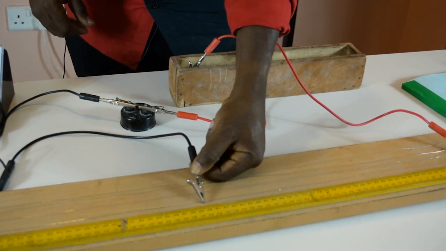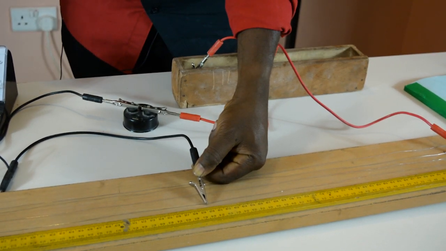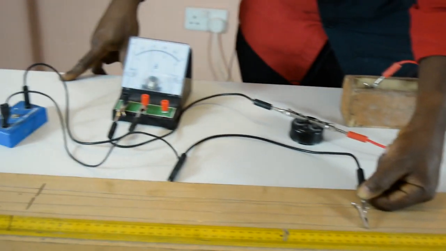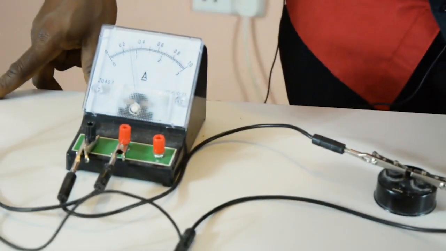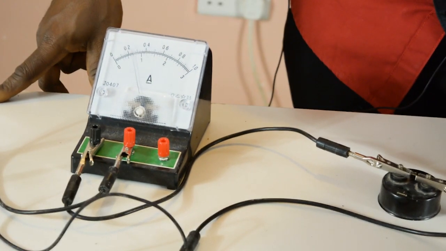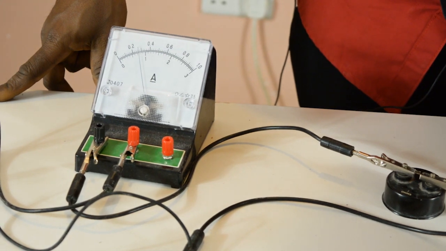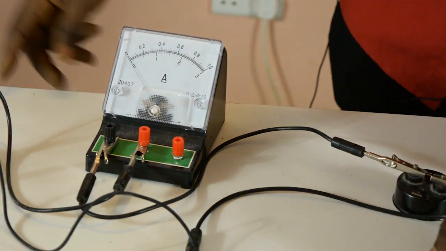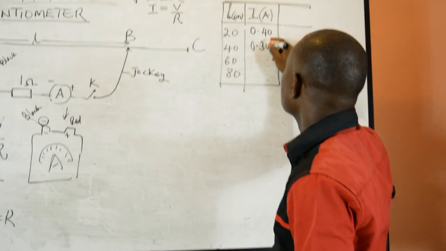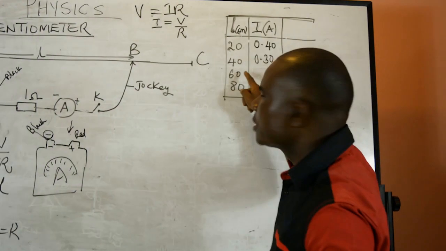If I put it on 40 centimeter, you see the current is dropping. So this one is 0.3. It's just 0.3, stable at 0.3. So let's say it's around 0.3, stable there. I have it at 0.30. So I'm moving to the next one, which is 60 centimeter.